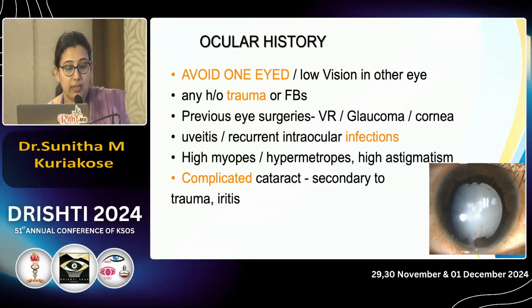History of uveitis is very important because intraocular recurrent infections, any iritis, uveitis, will have complications post-op because this is a prolonged surgery. You can handle the iris, you might touch the iris. So we don't want a chronic iritis patient post-op. Next, any high myopes, high hypermetropes, even high astigmatism, better to avoid. Complicated cataract, like secondary to a trauma, secondary to iritis, all this we need to avoid. We cannot predict how the eye will behave once you open the eye.